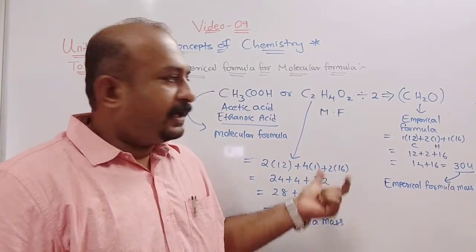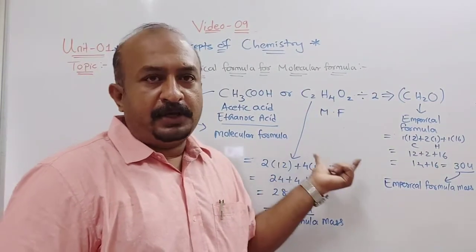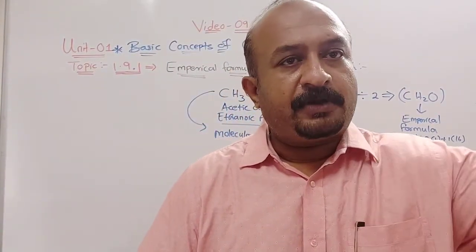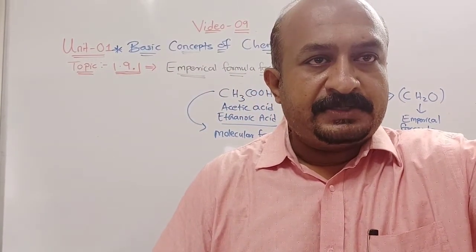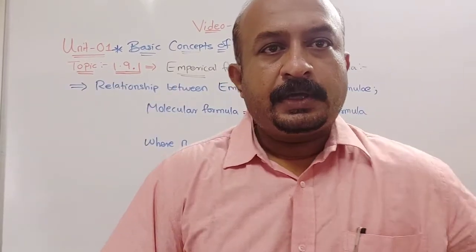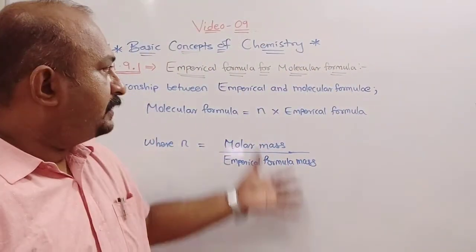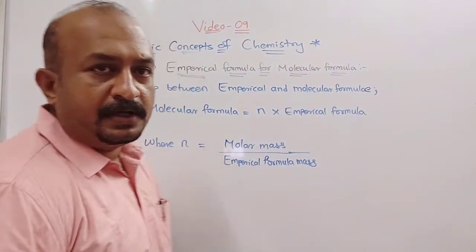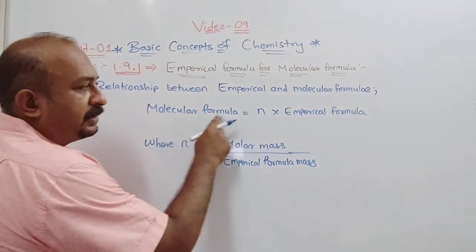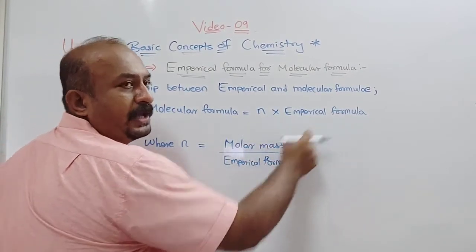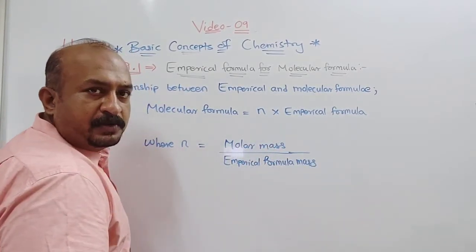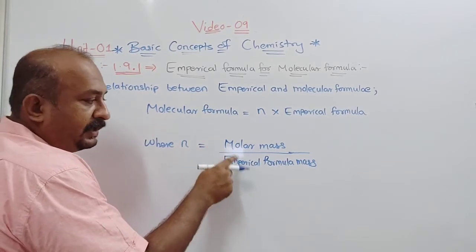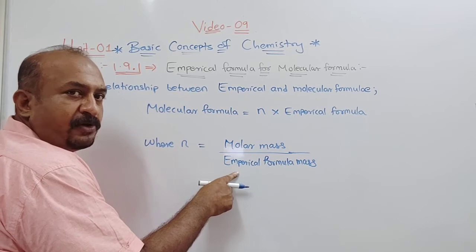You understood here. Okay, so this is the empirical formula, this is the molecular formula. Now the relation between empirical formula and molecular formula we will see. Just a minute. Okay. Now you can see here the relationship between empirical and molecular formula. So what is the relationship? That is, molecular formula is equal to N into empirical formula. This is the formula. Now what is N? How to find out N? That is molar mass divided by empirical formula mass.